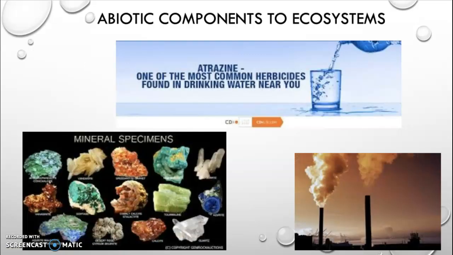ecology. We then talk about some of the abiotic components of ecosystems or the different ecosystems. So the non-living, what's going on with the water quality? Atrazine, is that in our water in Springfield? Lead is in our water. What about some of these other pesticides and herbicides and contaminants in water? Well, that's what the Clean Water Act is supposed to prevent. So we'll talk about that.